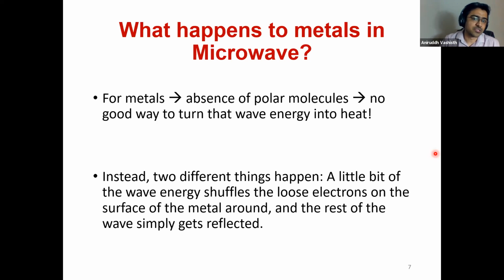Metals otherwise have loose electrons on the surface. If you think about the molecular structure of a metal, it's basically a sea of electrons, with positive atoms floating in it. Some of the energy also hits the sea of electrons, shuffles it, and causes a surface current as well.